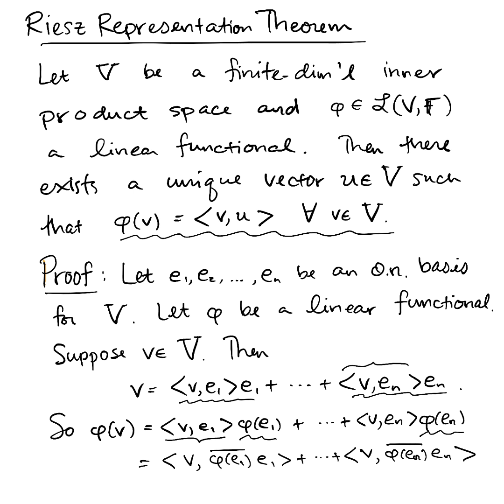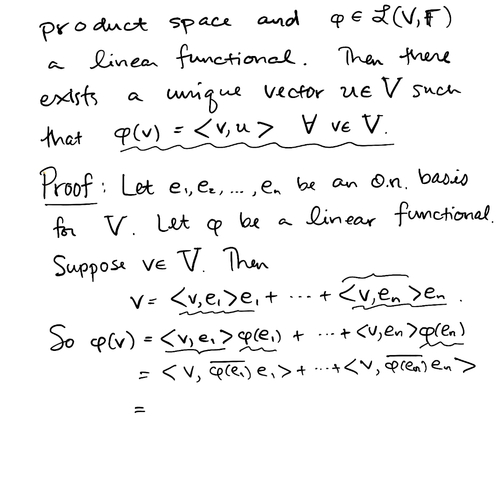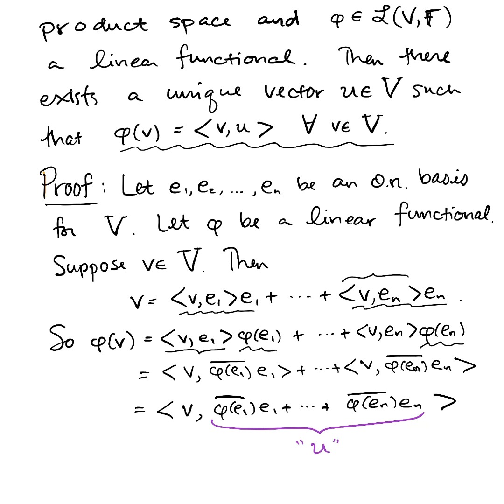Oh, but you have additivity in the second slot. That's what an inner product is after all, so this is nothing other than V inner product with the single vector phi of E1 bar times E1 plus dot dot dot phi of En bar times En, and this, that is nothing other than U. That is the vector you should inner product V with to represent phi of V.